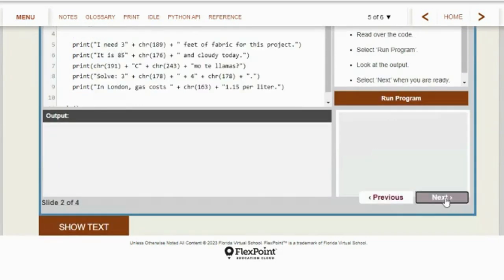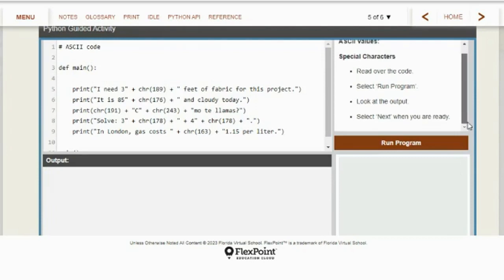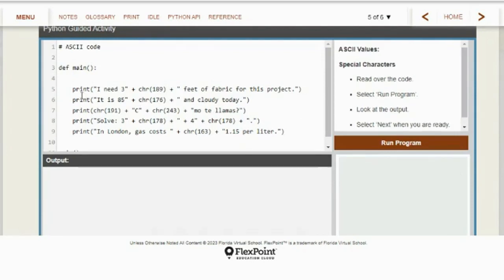So let's go look at the next one. Read over this, run, look at the output, select next when you're ready. Okay. Define main, print I need 3. It's going to specifically print that. And then it's going to print character 189, whatever 189 is in ASCII. Space, feet of fabric for this project. I need 3. What character do you think it is? That's probably the little single quote that generally designates feet, but then you shouldn't have to put feet after that. It is 85, character 176. And cloudy today. It would make sense. That's probably the little character for degrees.